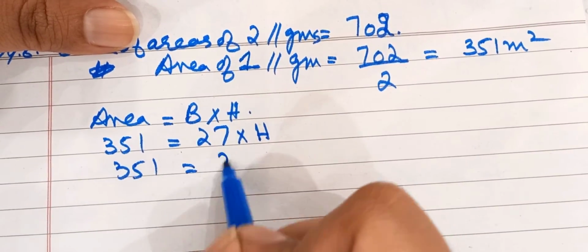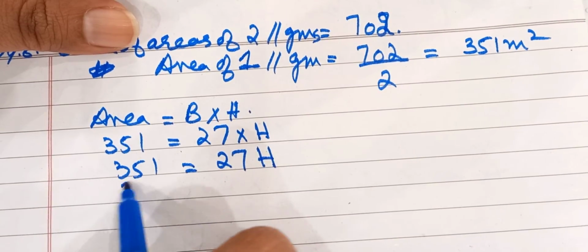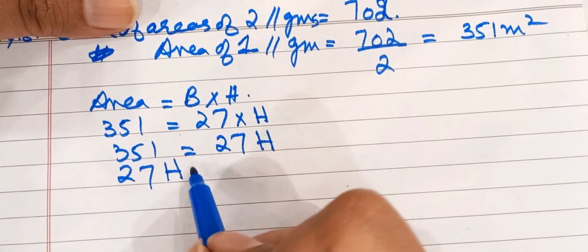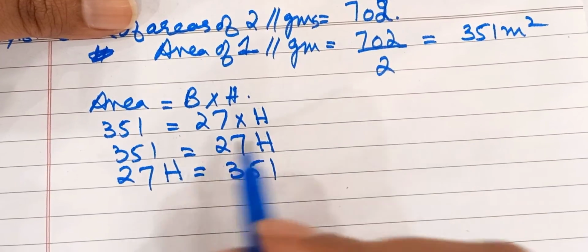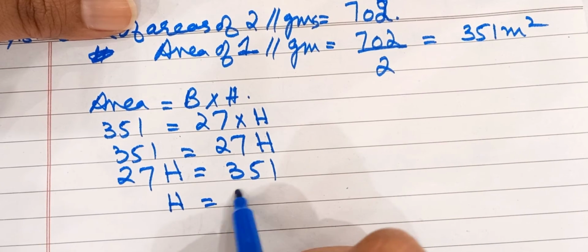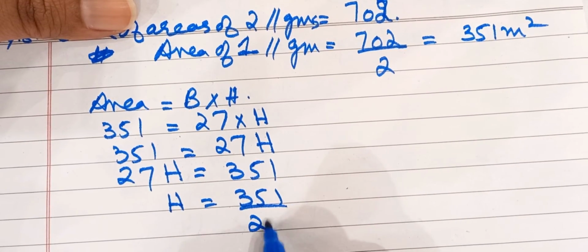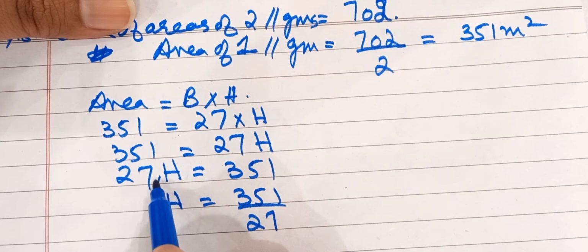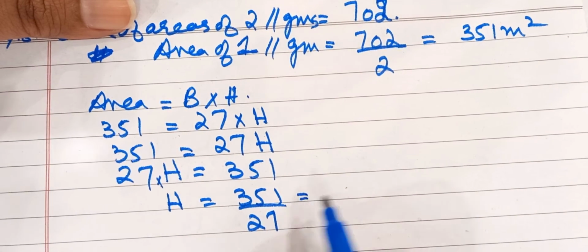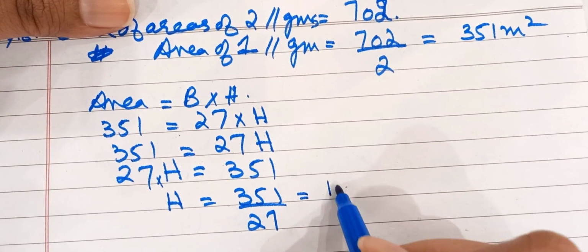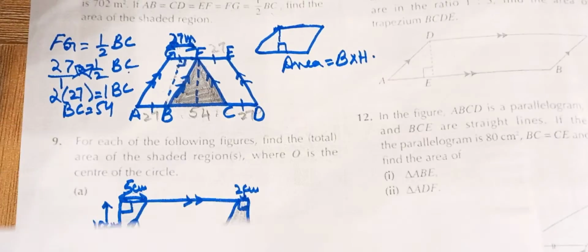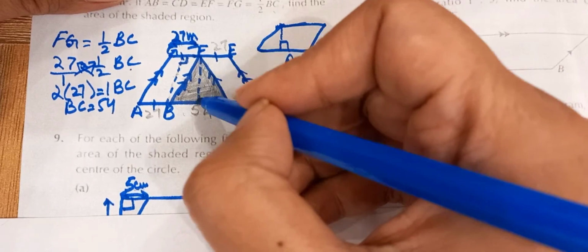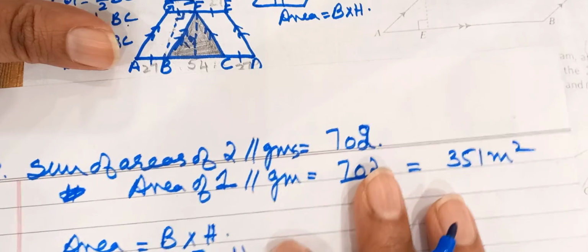351 is equal to 27 into height. I am going to swap, because it's going to make calculations easier. In swapping, sign does not change. So 351 divided by 27, here 27 is multiplying, it will divide here, and we shall get our required result, which is 13 meter. This is the height of the parallelogram, which is also the height of this triangle, which is 13.